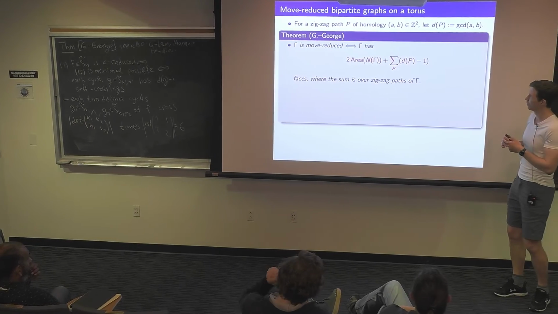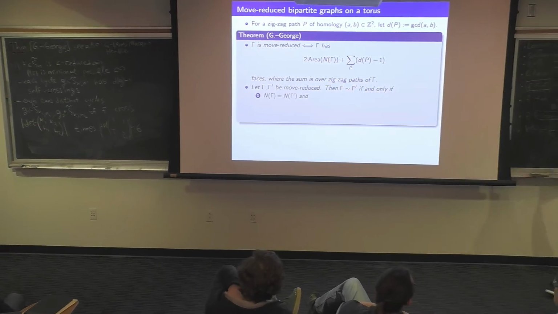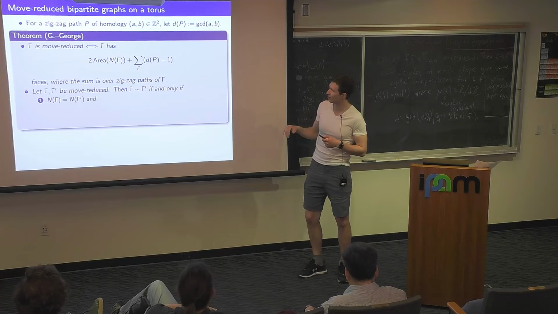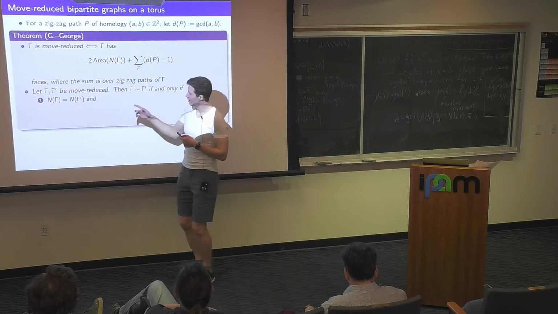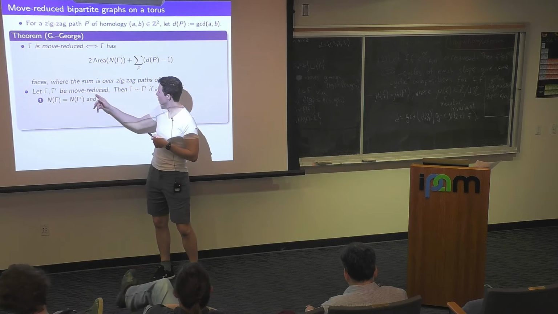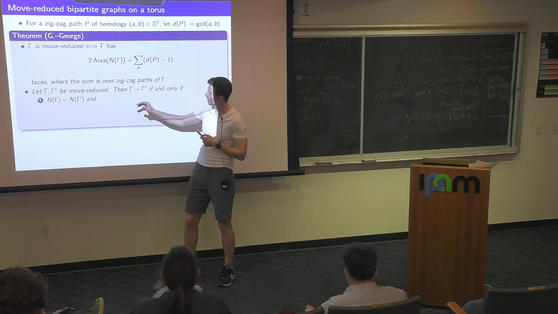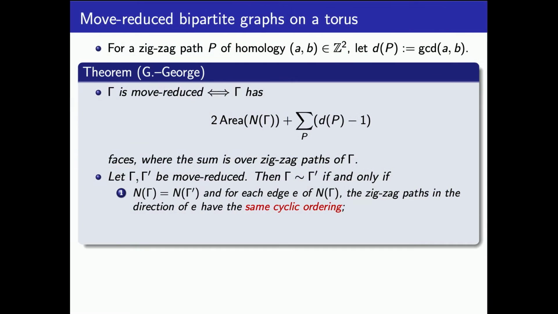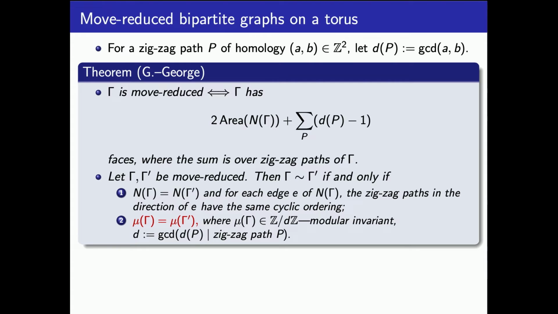And the second part, which is supposed to parallel the second part over here, is that two move reduced graphs are move equivalent if they have the same Newton polygon, and the cyclic compositions that I discussed over here. For any edge of the Newton polygon, there's going to be many parallel zigzag paths, and so the cyclic composition they form is the same, and also the modular invariant.